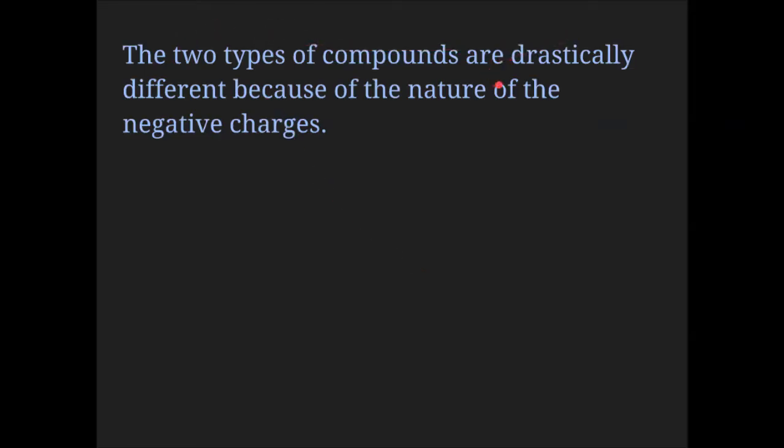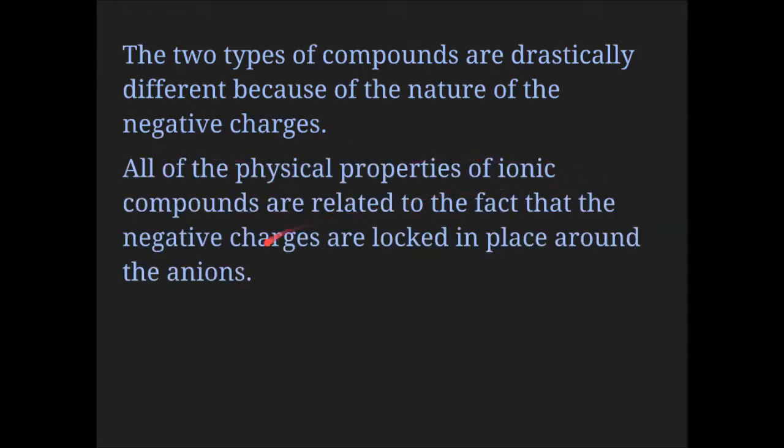The two types of compounds are drastically different because of the nature of the negative charges. All the physical properties of ionic compounds are related to the fact that their negative charges are locked in place. Because the negative charge is housed just around the anion, the cations are attracted to those anions. Everything's locked in place, with not a large degree of freedom and no mobile charge, so they do not conduct electricity, they don't conduct heat, they have really, really high melting points, and they are brittle.